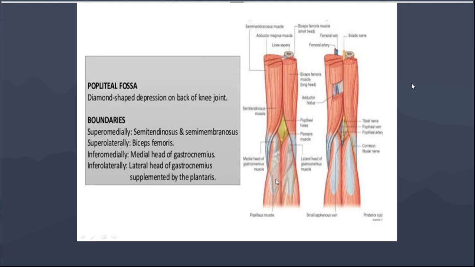Now coming to the back of the leg region, you can see the gastrocnemius muscle. This is the medial head of gastrocnemius and this is the lateral head of gastrocnemius. You have to learn this, keep this in your mind. Inferomedially is the medial head of gastrocnemius. Inferolaterally is the lateral head of gastrocnemius, supplemented by the plantaris muscle. You can see this is the plantaris muscle.